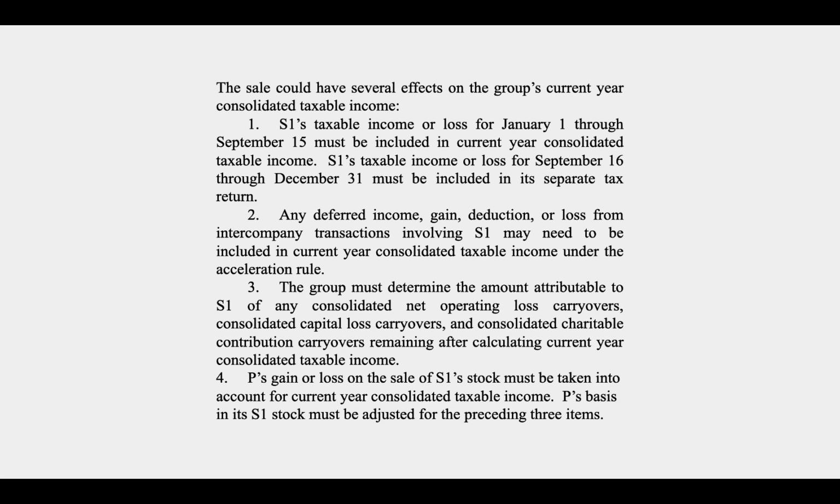3. The group must determine the amount attributable to S1 of any consolidated net operating loss carryovers, consolidated capital loss carryovers, and consolidated charitable contribution carryovers remaining after calculating current year consolidated taxable income. So we will talk about this in the next slide, but these are the things that, as we know from our previous learning, carry forward, right? So if we can't use our net operating loss or our charitable contribution deduction, we get to carry that forward. So if there's anything in the affiliated group that we've been carrying forward, we want to allocate S1's portion of that item to S1 as they leave the group.